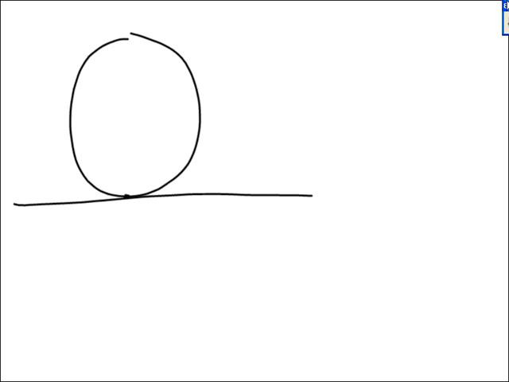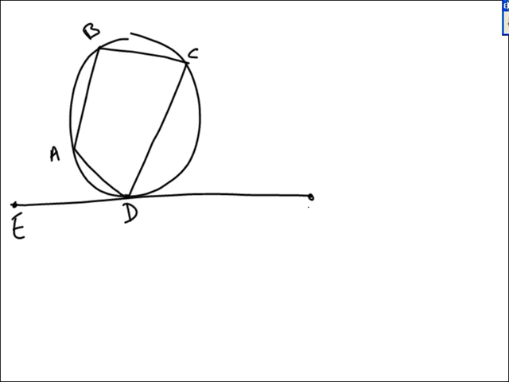Let us try another problem. You have a circle. This one has it all. You even have a line tangent to the circle. And you have a four-sided figure inside. A, B, C, D, point E, point F. And you were given the following.